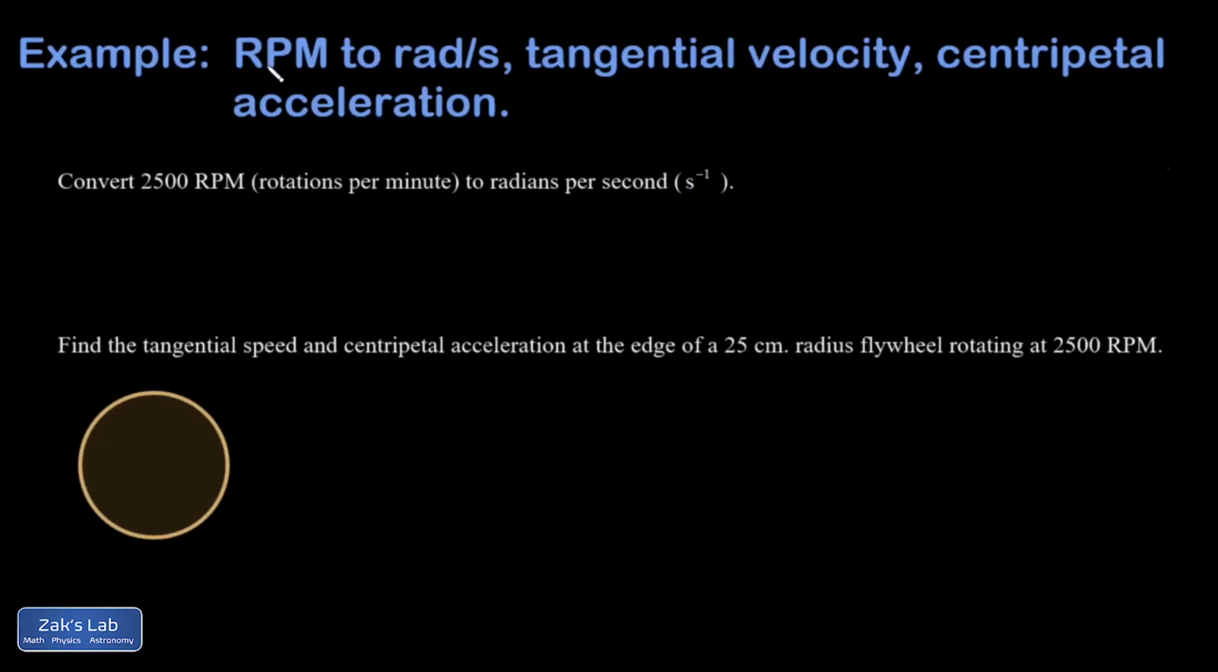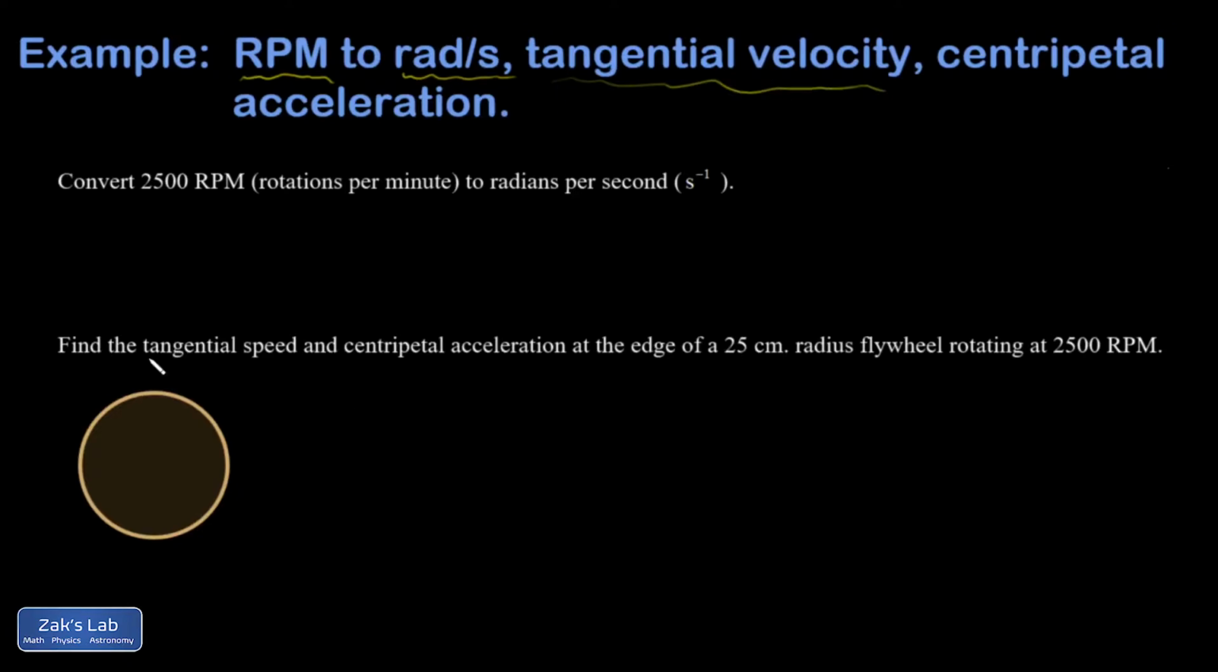Okay, so we're trying to convert rotations per minute, or RPMs, to radians per second. So our angular velocity SI unit is radians per second, but rotations per minute are a very common unit to see in real life. So then we're going to take that rotation rate in radians per second and apply it to this problem of finding tangential velocity.